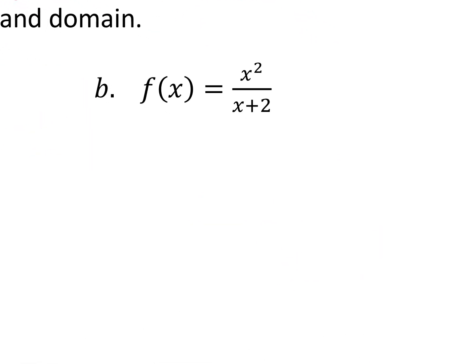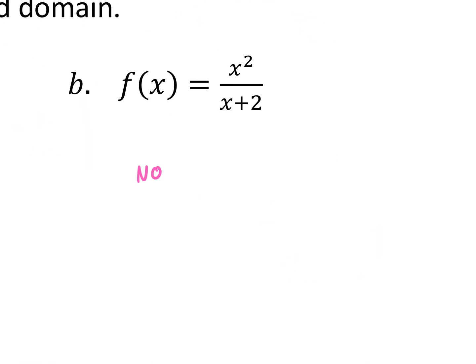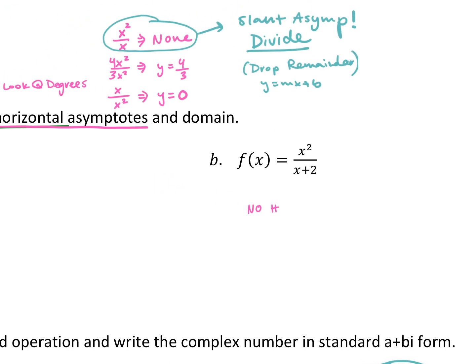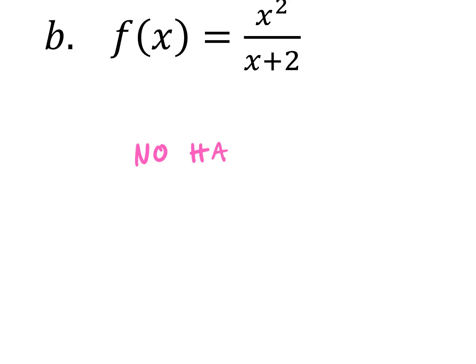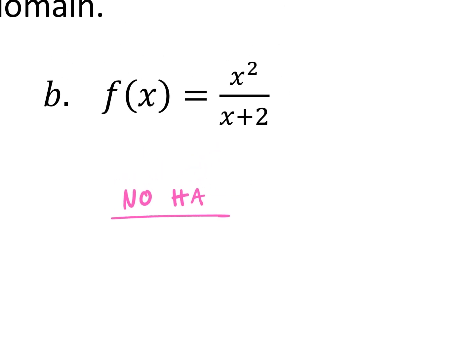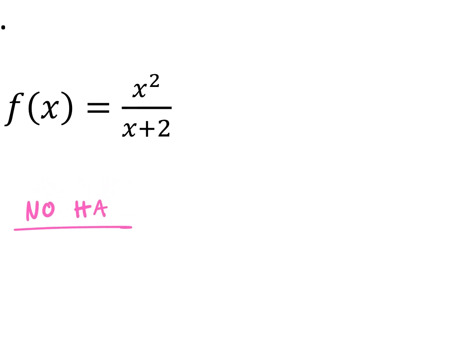Yeah. So B would have no horizontal asymptote, going back to number 14. No horizontal asymptote because the degree on top is bigger than the degree in the denominator. But because the degree in the numerator is 1 degree more than the denominator, it will have a slant asymptote, so we divide to find the slant asymptote.